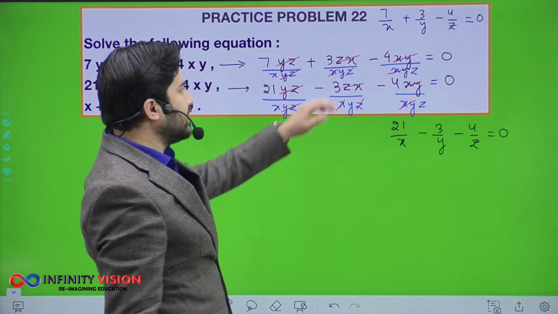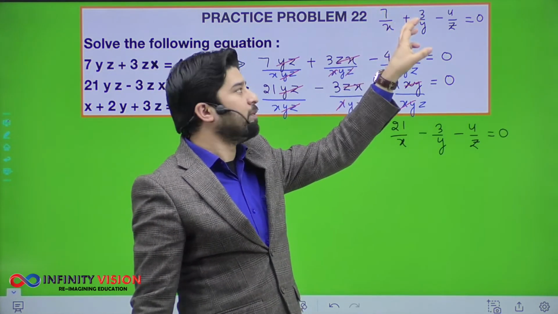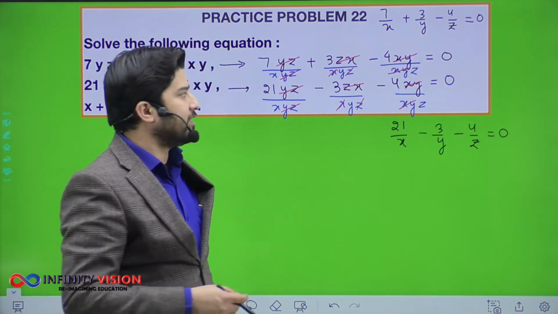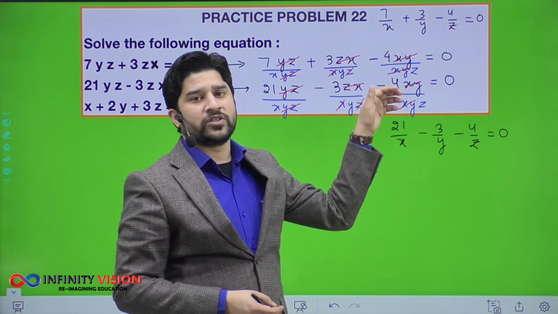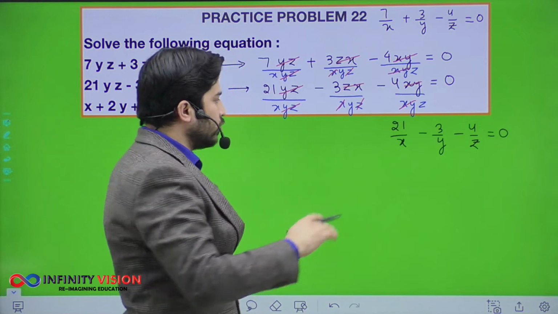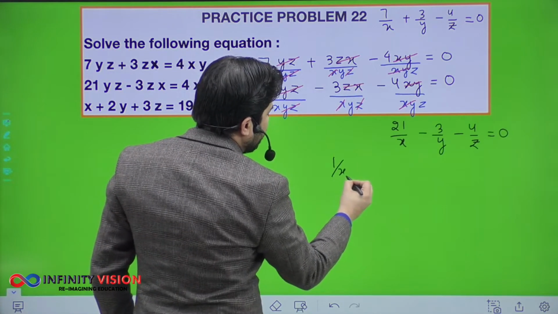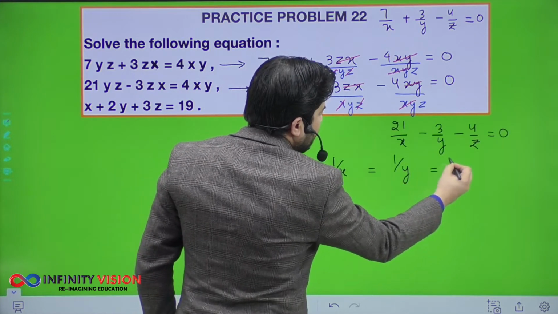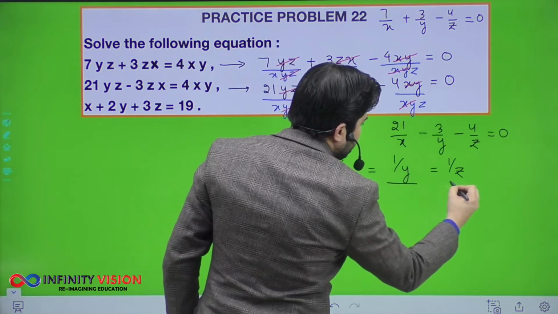Now for these two equations I can consider 1 by x, 1 by y and 1 by z as our three variables, and then I am considering these two equations in the format of ax plus by plus cz equals to 0. So we can simply apply the cross multiplication method, and in the numerator I can write 1 by x, 1 by y and 1 by z, divided by the cross multiplication coefficient.